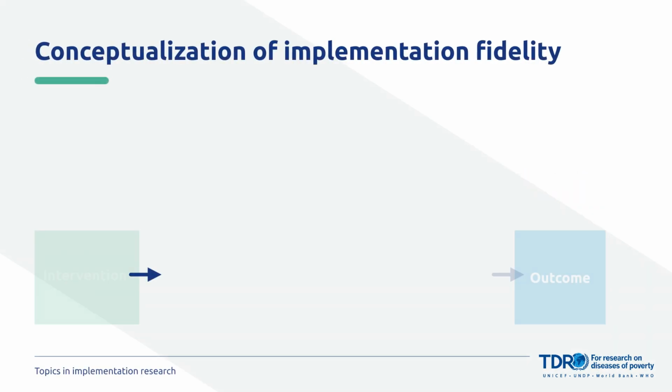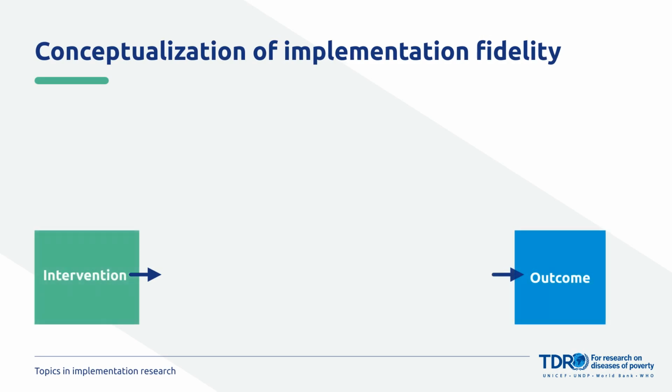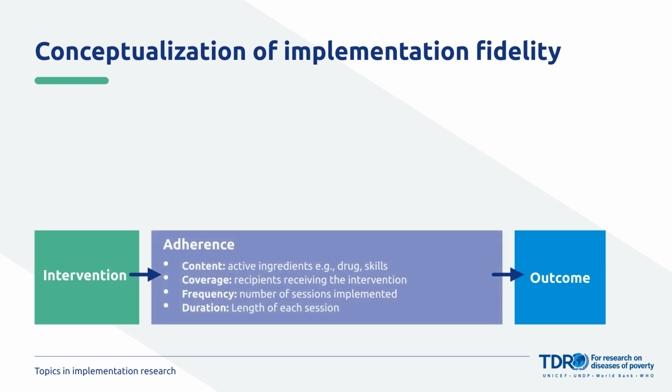To understand the theoretical underpinnings of implementation fidelity, the conceptual framework shows that the degree of implementation fidelity could influence the connection between interventions and their desired outcomes. In discussing the framework, fidelity has 4 elements. Content: this is the active ingredients, for example the drug, skills, or knowledge the intervention seeks to deliver to its recipients. Coverage describes whether all the people who should be participating in, or receiving the intervention, got it as intended. Frequency refers to the number of sessions implemented, while duration refers to the length of sessions implemented.